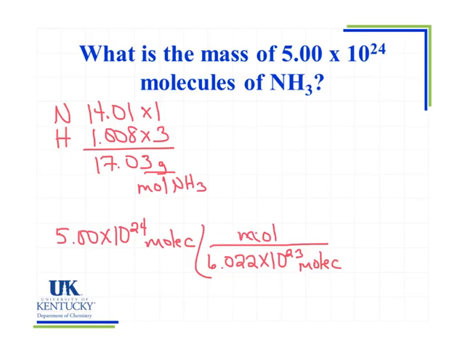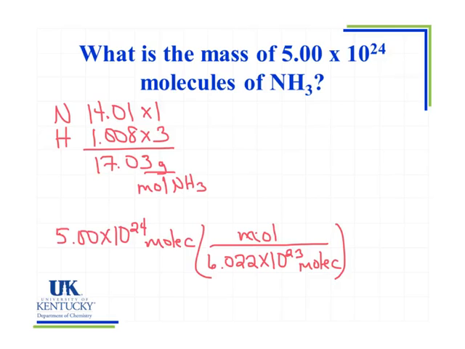Remember that anytime we're dealing with the number of something, we know it's going to be 6.022 times 10 to the 23rd, whatever it is, per mole. It doesn't matter whether it's molecules, atoms, ions, whatever. This relationship will always be true for 1 mole.